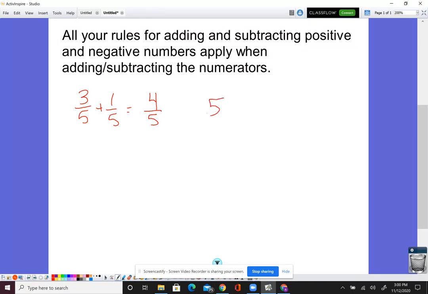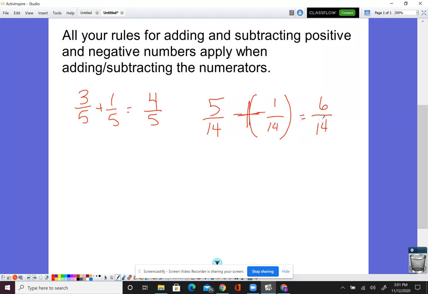Let's go 5/14 minus a negative 1/14. So 5/14 minus a negative 1/14. We know that these two negatives right here are going to make a positive. So our denominator is 14.